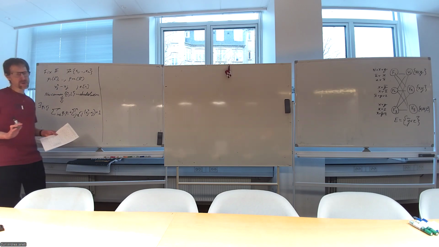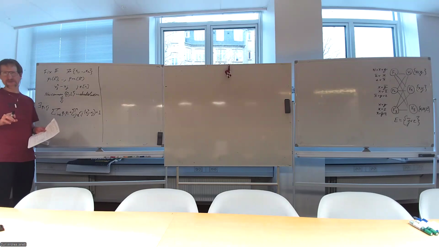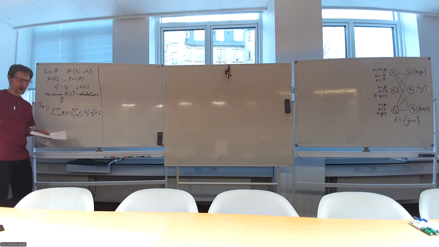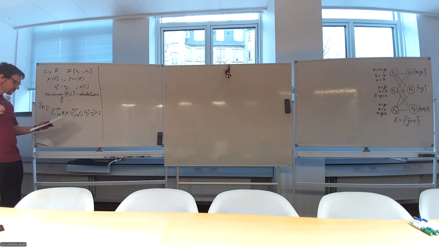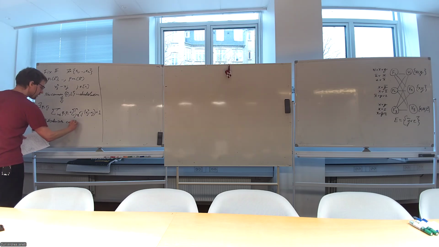We don't care too much about what field we are in today. It could be the rationals, the reals, the complex numbers, could be your favorite finite field, GF2. We don't really need to talk about it too much. So this we can refer to as a Nullstellensatz certificate of unsatisfiability.